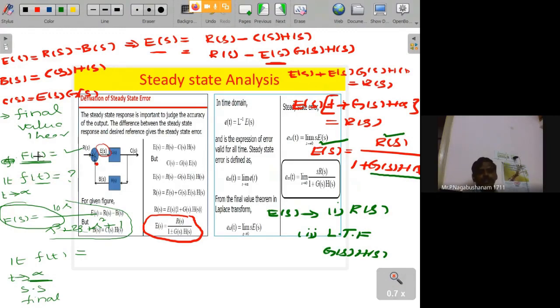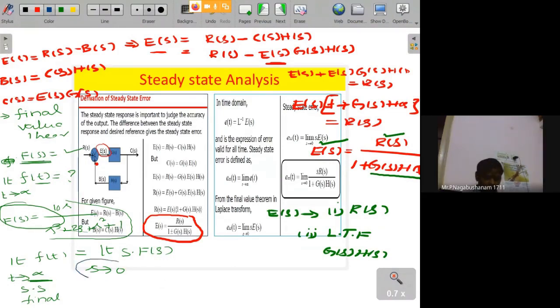Given that it is in the Laplace domain, there is a relation between the Laplace domain and the time domain. If t tends to infinity, then limit s tends to 0, s into f of s. That means you need not find the inverse Laplace. Whatever f of s they give, you will keep it here.